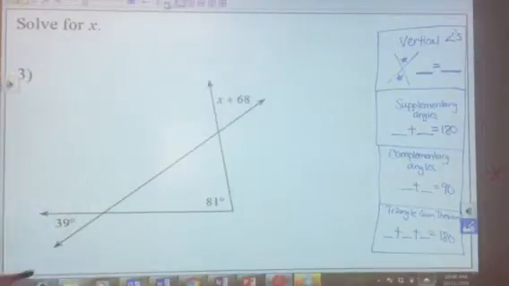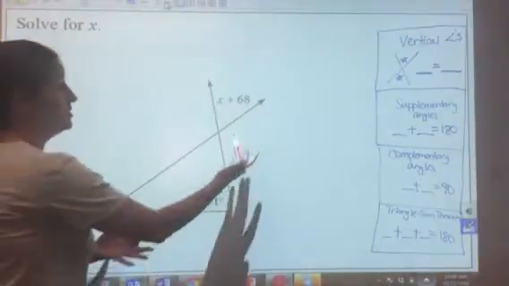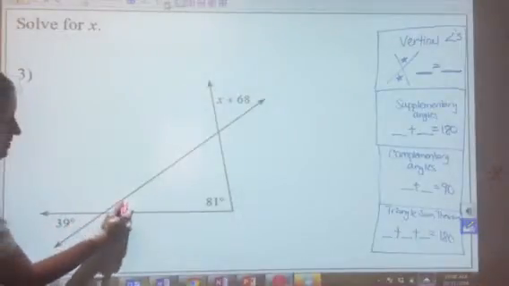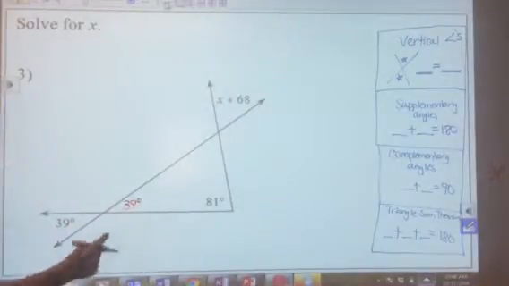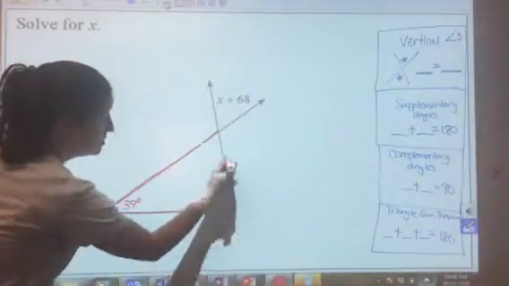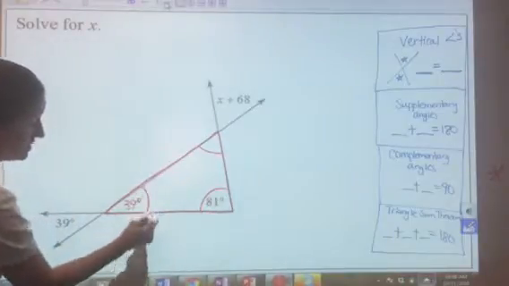So you see there's multiple steps. You kind of have to fill in everything you know before you can get to what am I going to do to solve for x. So vertical angles here, 39, so 39 degrees. Missing angle inside a triangle. So this angle measurement, and this angle measurement.